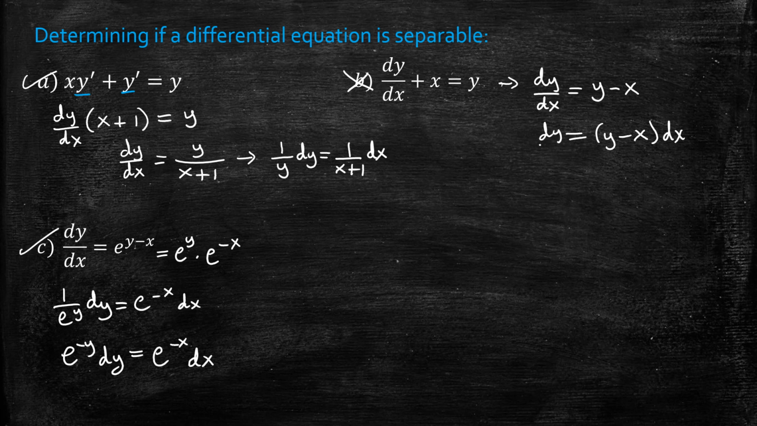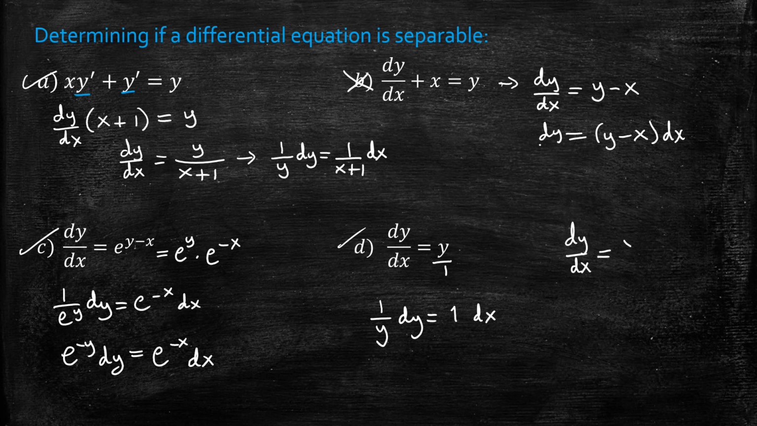Definitely separable. And finally, what about this? X isn't even present in this. But this is not a problem because the function of x could be something like 1. So we can separate this as 1 over y dy equals 1 dx, and this is still considered a separable equation. Now, you might say, well, what if no y is in there? What if it's just x? So what if it was like this?